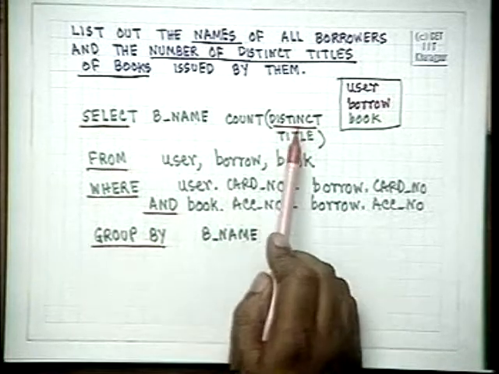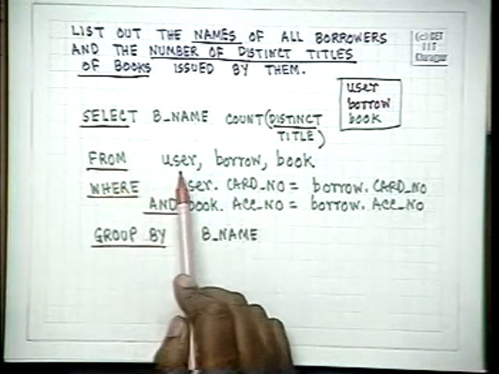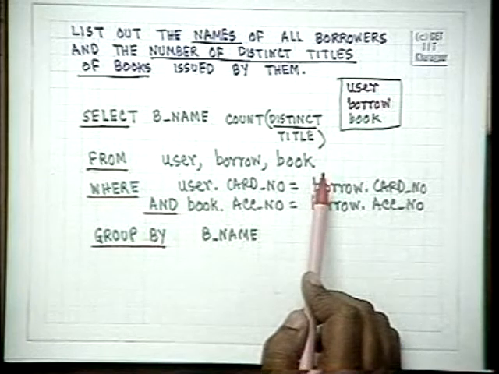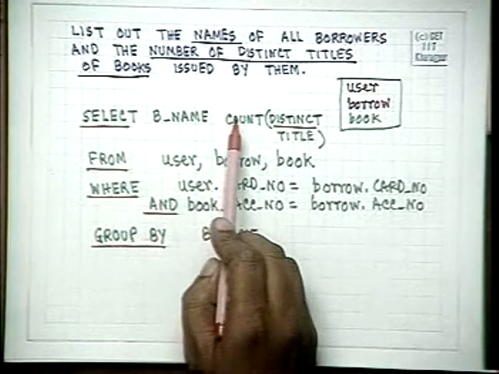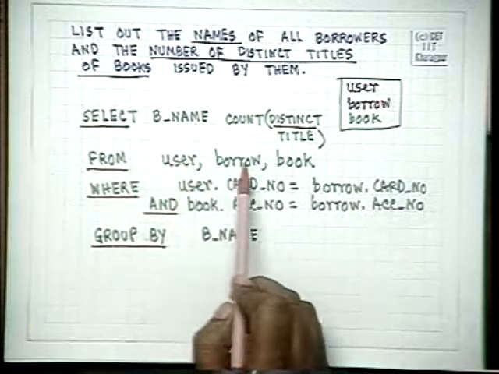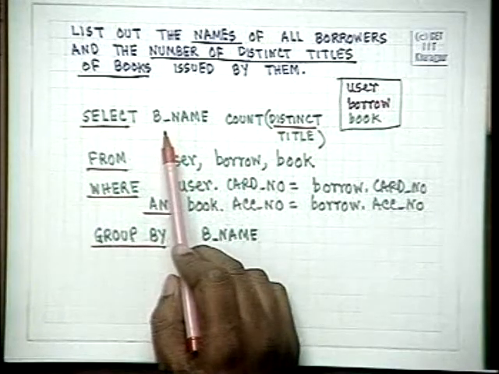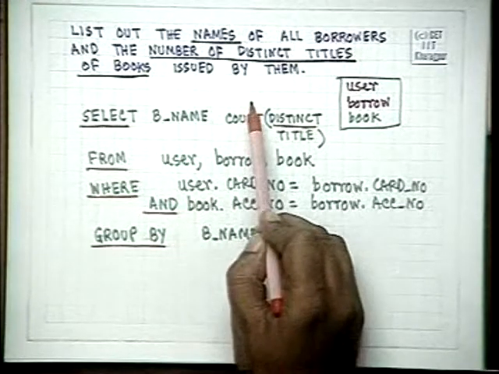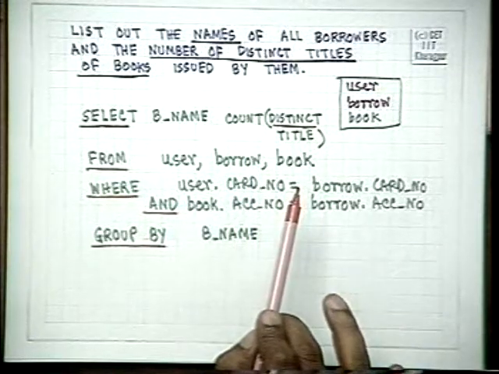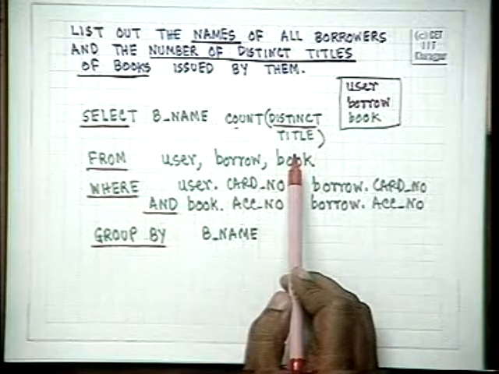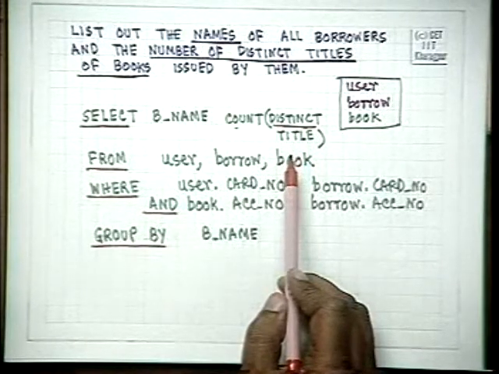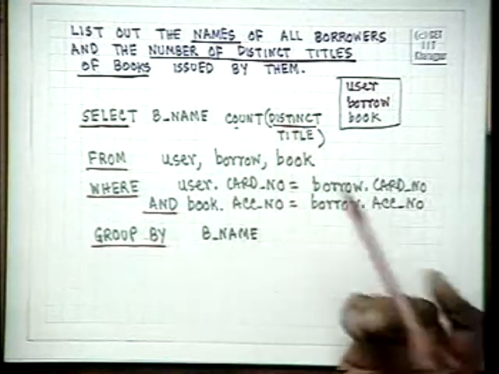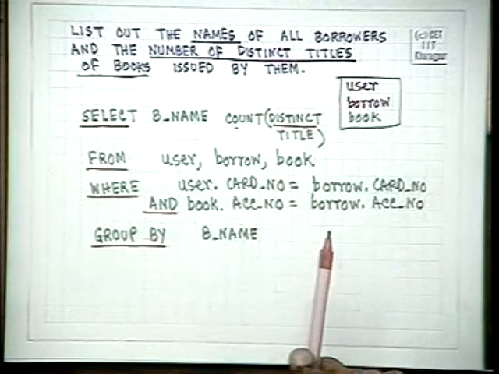Select borrower's name, count distinct title from user, borrow, book, where this does the natural join between user, borrow and book. So forget about this aggregation. Select borrower's name from user, borrow, book, where this. So you will get the names of all borrowers who have borrowed any book. And if you want the title here, then you will get the titles of all the books. We don't want the title, we just want the count of the distinct number of titles. If we want to find all the titles, then we will do count all title, or count accession number, which will give us the same thing in this particular case.